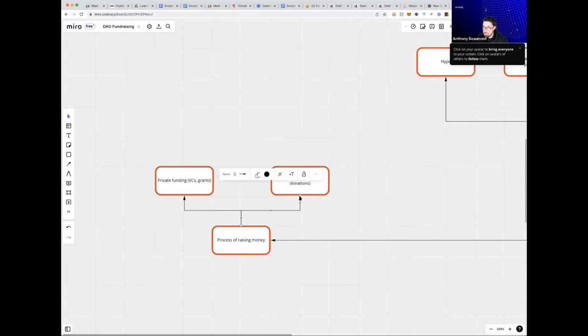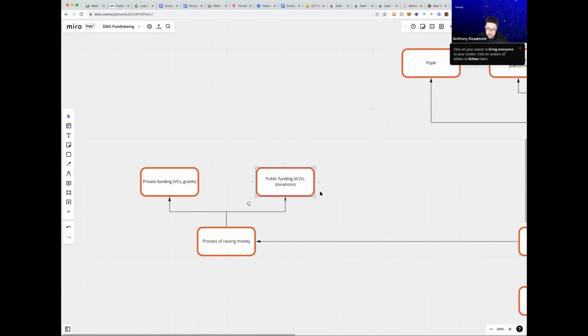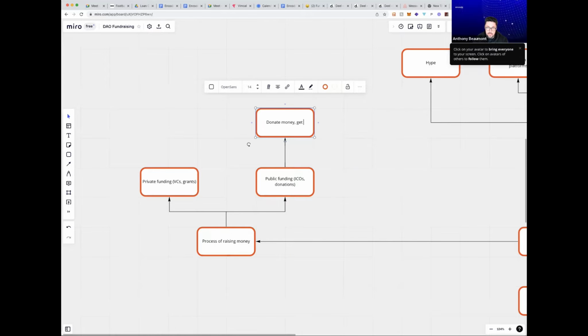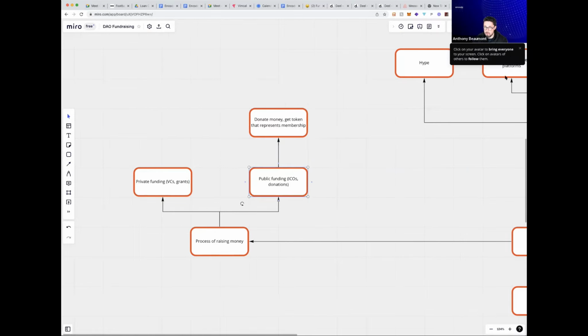You can just donate to new DAOs and you'll typically be given a token, and this token will represent your investment. So you donate money, and you get a token that represents engagement. It's kind of hard to represent membership. This is kind of hard to do, honestly, and it's hard just because you need a following to begin with.